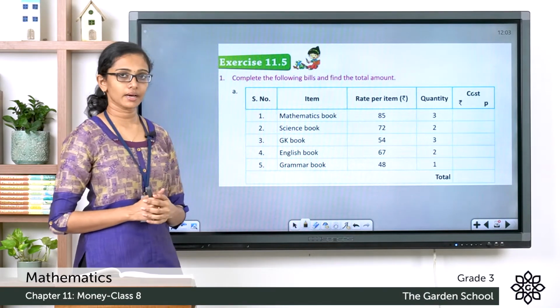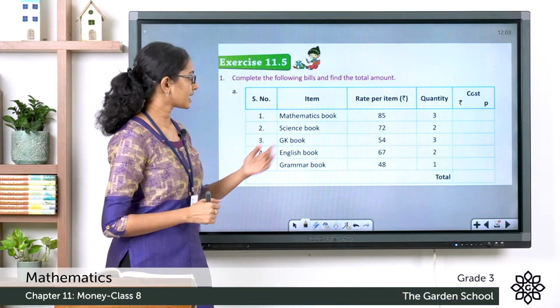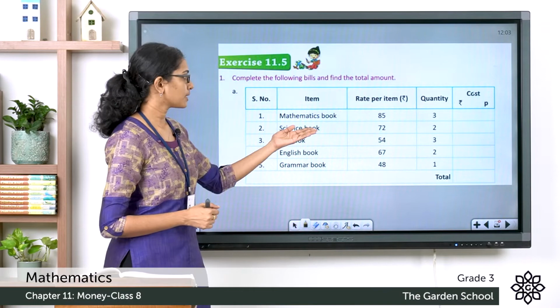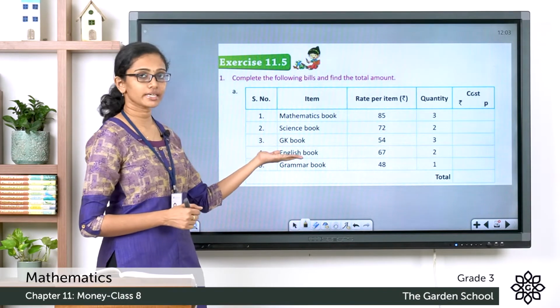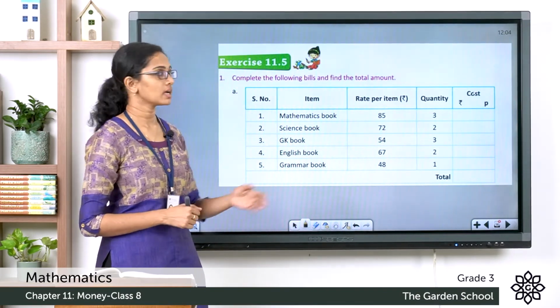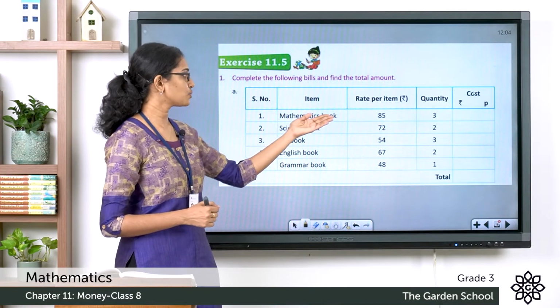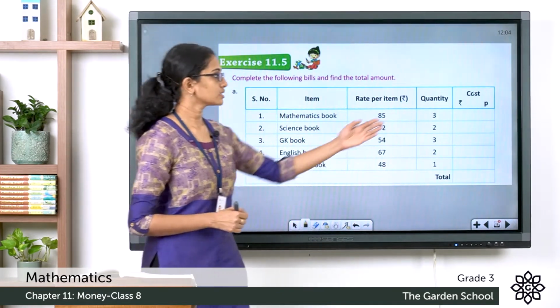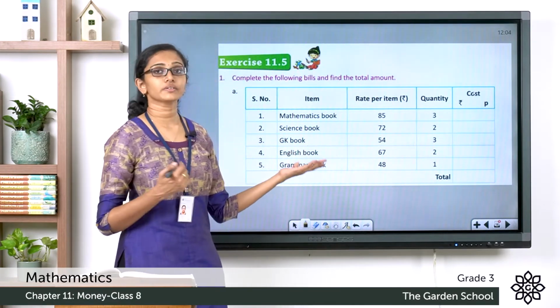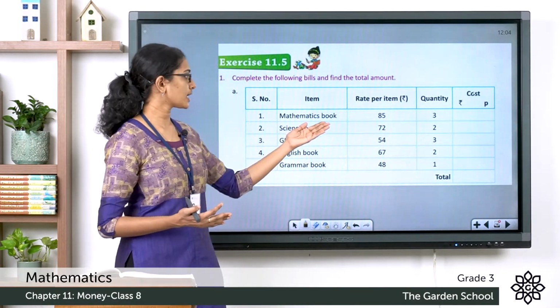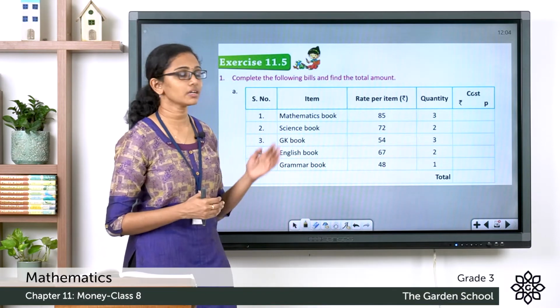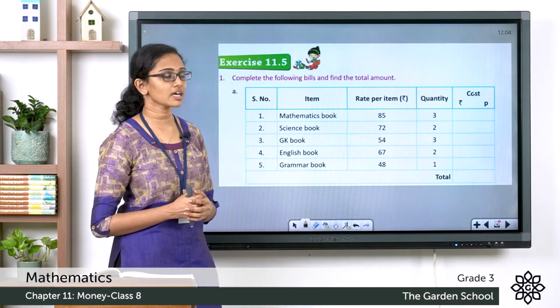You have the serial number in the first column, and in the item column we have mathematics book, science book, GK book, English book and grammar book, and the rate per item, or the cost of each book, is also mentioned here. The quantity is also given. You have to calculate the cost of each item and the total amount as per this bill. So let's do this now.